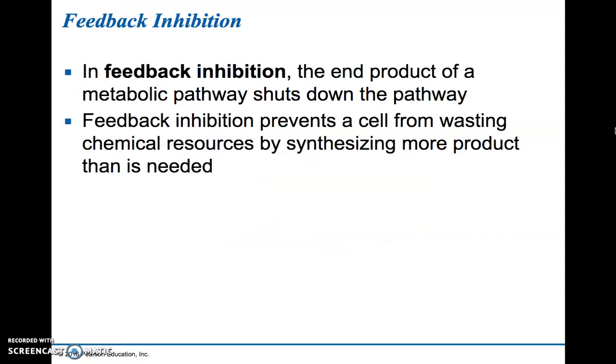Another type of regulation is known as feedback inhibition, and this is where the end product of a metabolic pathway shuts down the pathway. This prevents the cell from wasting chemical resources by making things that it doesn't need. So basically with feedback inhibition, when you make enough of a product, the presence of that product shuts down the pathway until it gets used up.